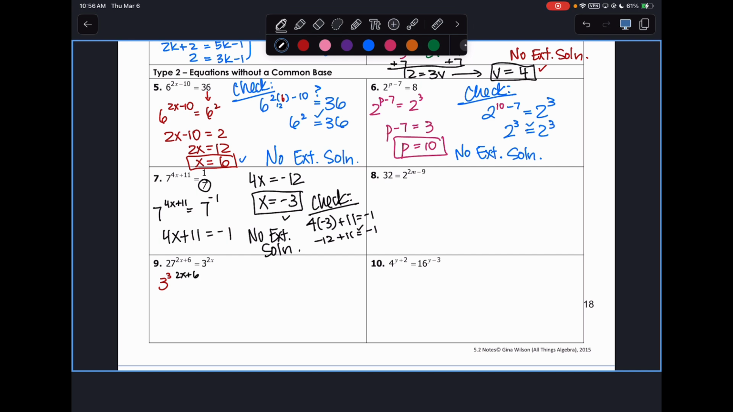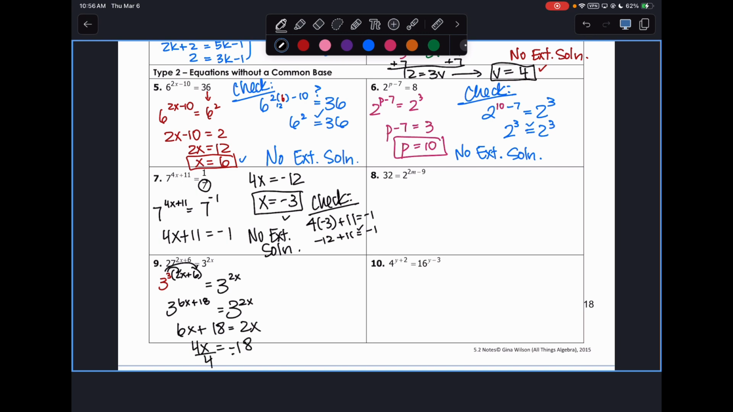What should I do with those two? Add or multiply? You should multiply. Okay. So we have 3 to the 2x. 3 times 2x is 6x. 3 times 6 is 18. Equals 3 to the 2x power. Same bases, drop the bases, and start solving for x. So that would give me 4x equals negative 18.